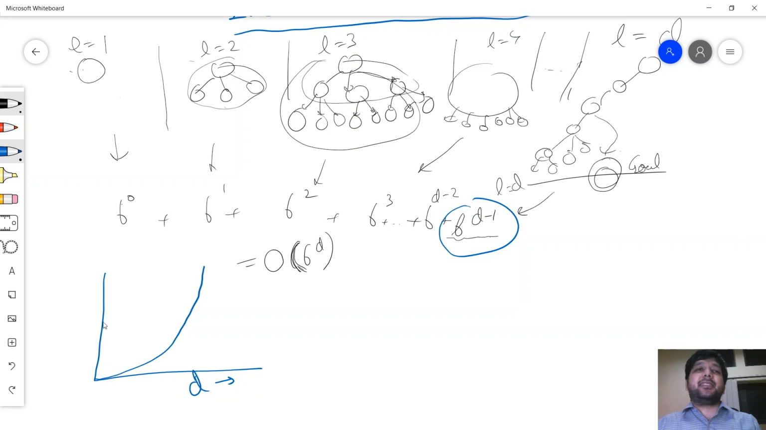So that's your D, this is your b to the power of d. So, this is where we got our solution, and the integral of this time is too small.